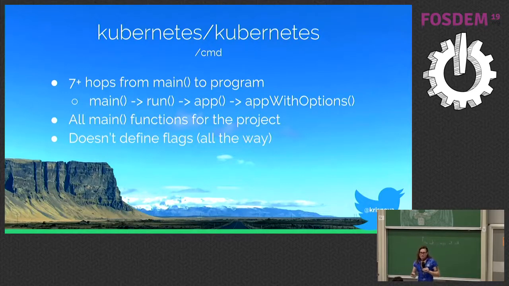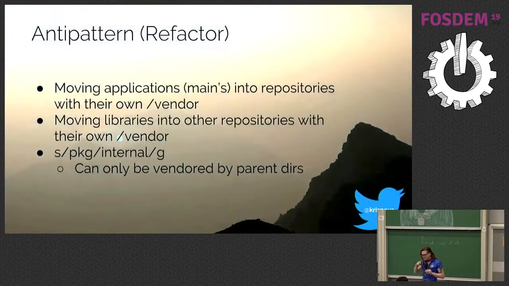Also, it's all the main functions for the project, which is kind of nice because I can at least go and find all the main functions. But it doesn't define any of the command line flags that any of those main functions accept. So if you want to figure out how to add a flag to a program, you have to start here, go about 7 hops in, and then start looking at how all the flags are built in Kubernetes. So the anti-pattern here would be refactoring, or lack thereof, rather.